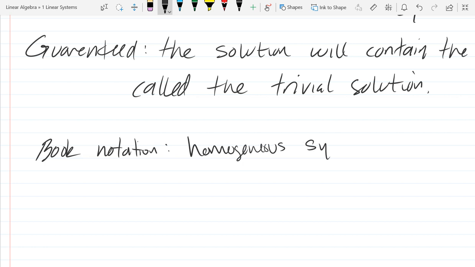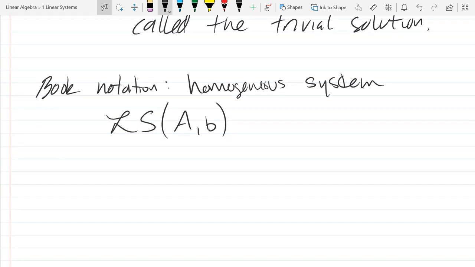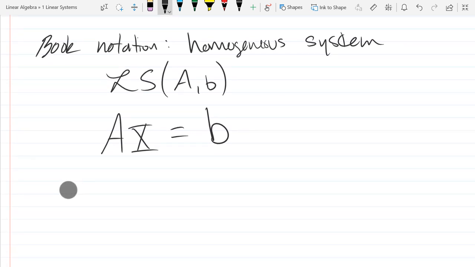So homogeneous system, they use the letters LS, A comma B in parentheses, and the way that you would normally write this, that X right there is supposed to be a capital X, not just a regular single variable X.